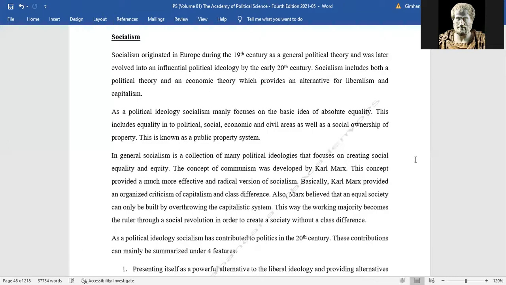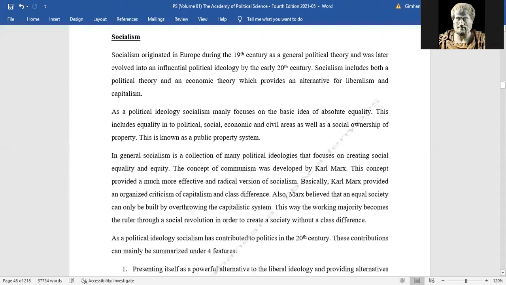This includes equal ownership of property. This is known as a public property system. In general, socialism is a collection of many political ideologies that focus on creating social equality and equity. The concept of communism was developed by Karl Marx. This concept provided a much more effective and radical version of socialism.